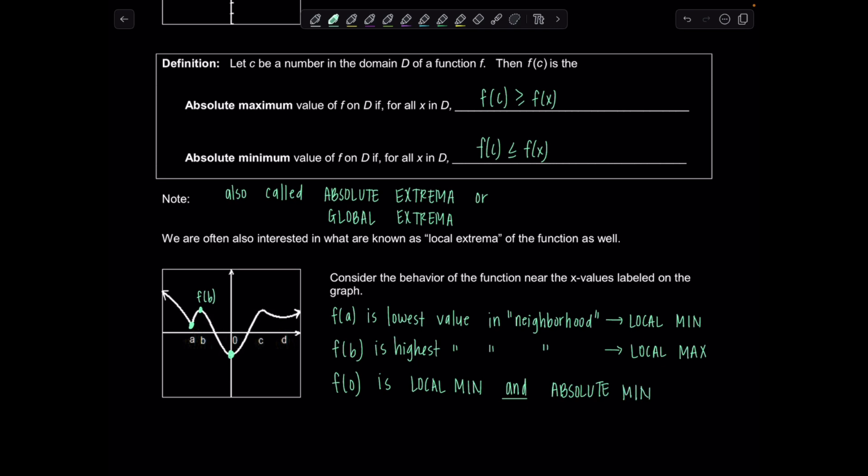Cool. What about next, f of c? Here's f of c. What does that look like to you? There's a neighborhood of points around it that are smaller. So f of c is the highest value in some little neighborhood.